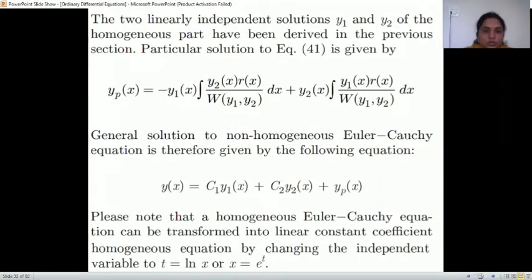Okay, you have to remember this. Then this is called Wronskian. Whenever an equation comes, I'll tell you how to find it. Wronskian is simply a determinant of y1, y2, y1 dash, y2 dash, right? So here v1 is nothing but integration of minus y2 r(x) upon W. Okay, this is the theoretical part. Just remember this. The solution is then c1 y1(x) plus c2 y2(x) plus yp of x.